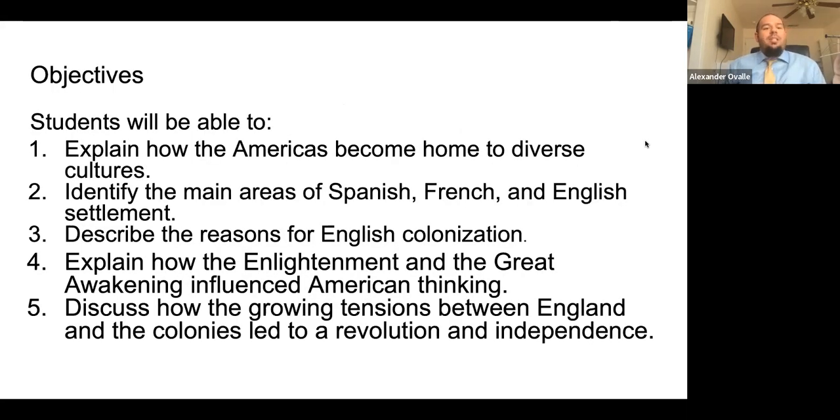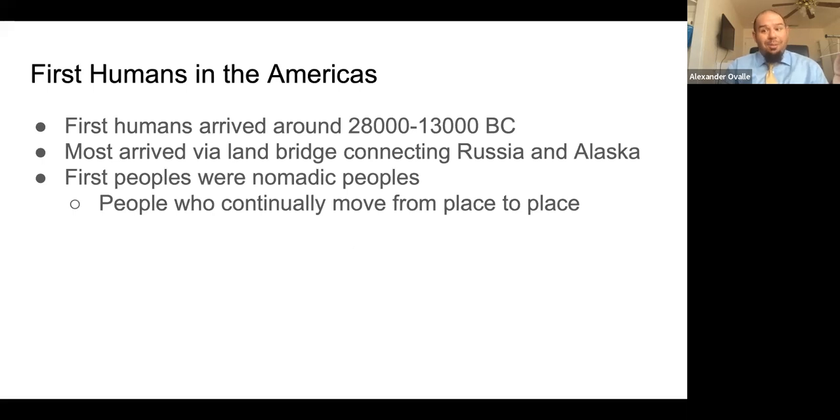So, objectives, you guys already know. Those are for me, not for you, but you should explain how the Americas became home to diverse cultures, identify major areas of Spanish, French, and English settlement, describe reasons for English colonization, explain how the Enlightenment and Great Awakening influenced American thinking, hint, hint, last year, and discuss how growing tension between England and the colonies led to a revolution and independence. All right, so as you recall, you only write down what is in red and the titles of the slides.